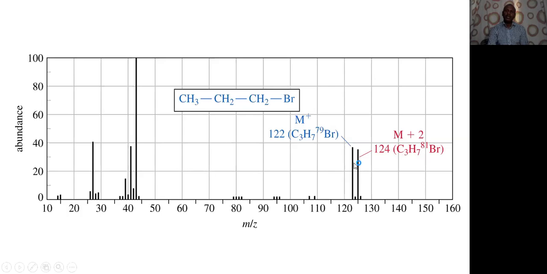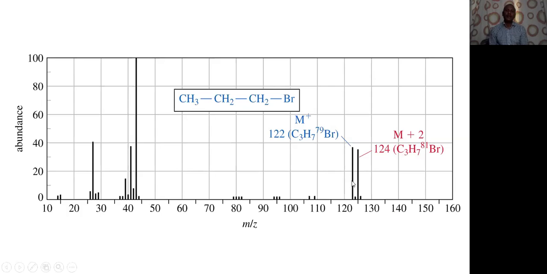If 1 mass unit is added to this, we call it an M plus 1 peak. If 2 mass units are added, it is an M plus 2 peak. If 3 mass units are added, it is an M plus 3 peak. If 4 mass units are added, it is an M plus 4 peak, relative to the M peak. So here you can see this is the M peak.